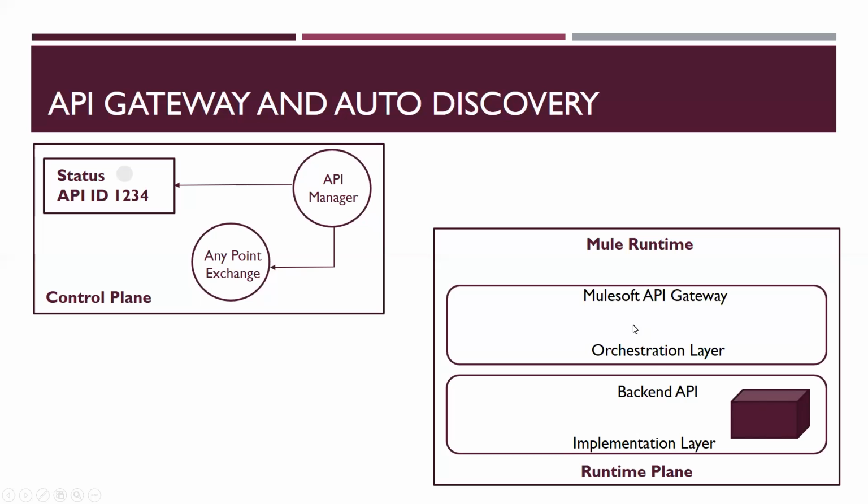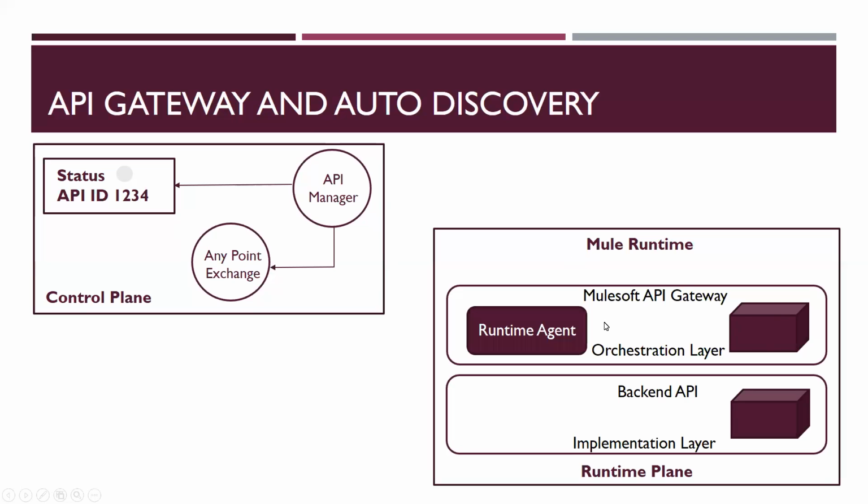And in the orchestration layer, it's an API gateway. It's like a security guard, a gatekeeper for the implementation layer. Whatever policies we create in API Manager will be deployed here in the API gateway.